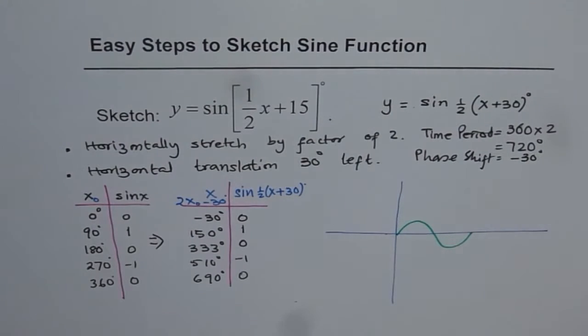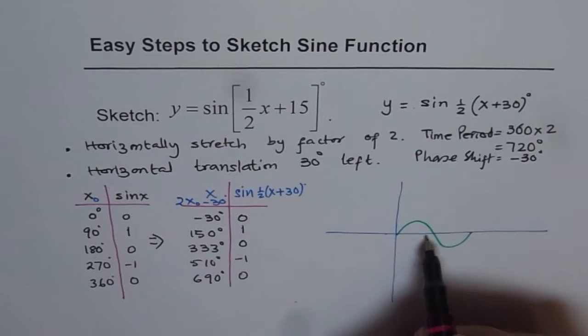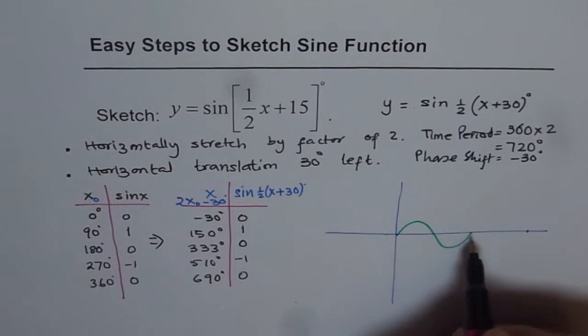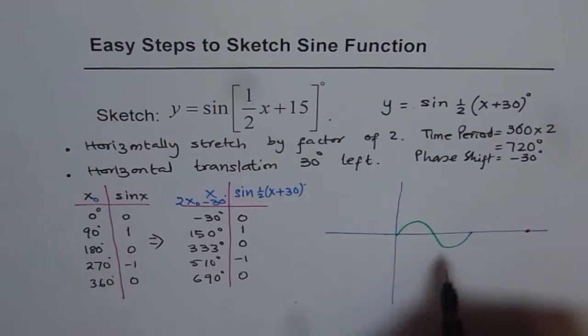Now what really happens is it gets stretched, right? So that means every point gets horizontally stretched by a factor of 2. So instead of ending here, the function really ends here, right? So that is the first.